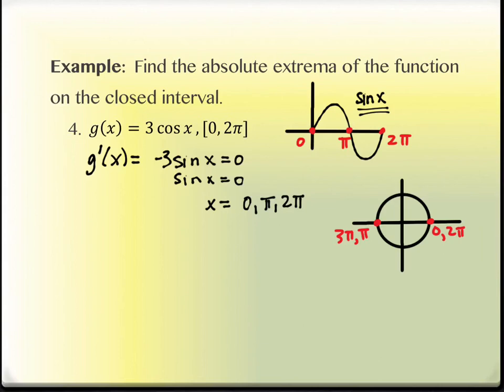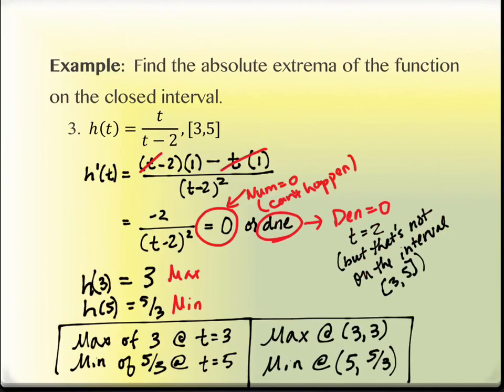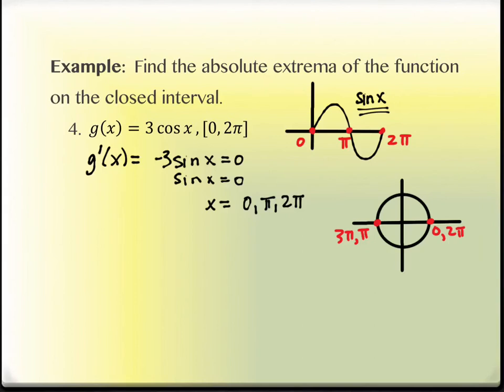So those 3 particular values are the ones we're going to test now. This is step 2: I test my critical numbers in the original equation, that cosine equation I started with. So I need to find g of 0, g of pi, and g of 2 pi. We also get this almost for free on this one, because 2 of those are my endpoints. So when we get to step 3, I don't have to do step 3, because I already did the endpoints, since they happen to be critical points as well.